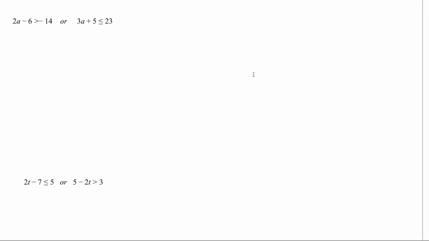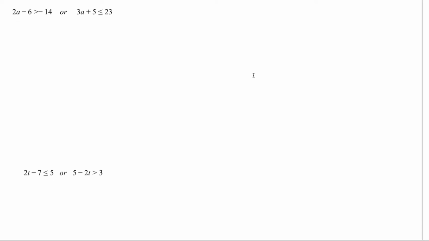Okay, we're going to look at a couple more compound inequalities, not just to do more problems, but because the solutions to these are a little different. The solution regions are a little different than what we've encountered before. So here we have two inequalities joined with or. Let's go ahead and solve these.